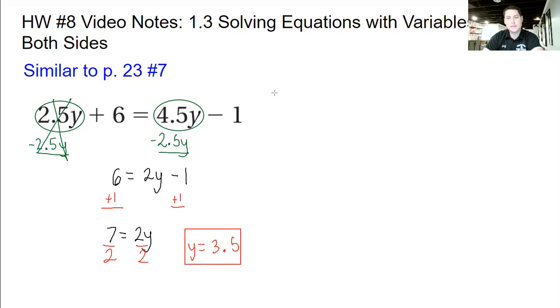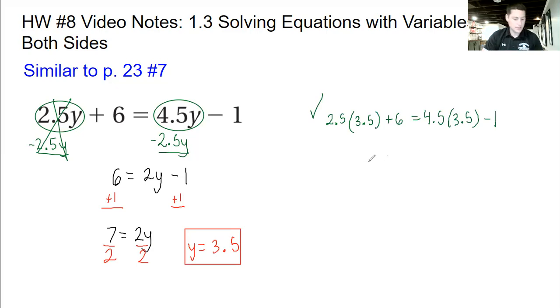So let's write in a different color and write our check mark. A check is simple. We're just going to take our answer and plug it in place of the variable. So we'll plug it in place of the y on the left side, and now plug in 3.5 in place of y on the right side.